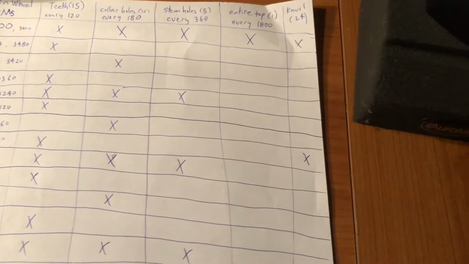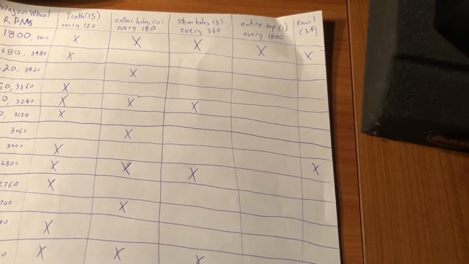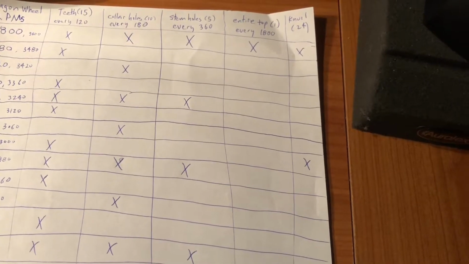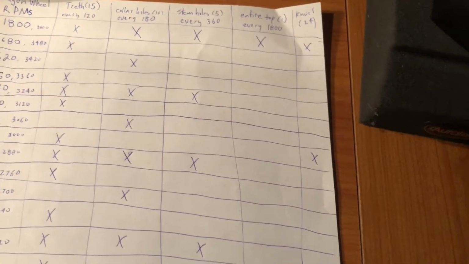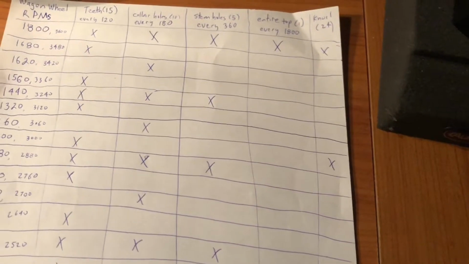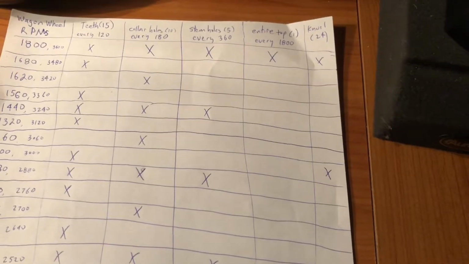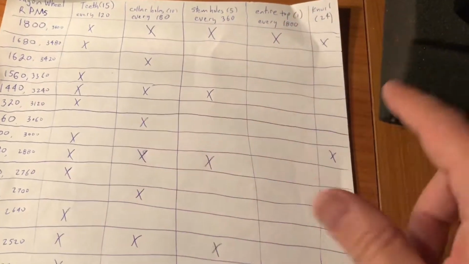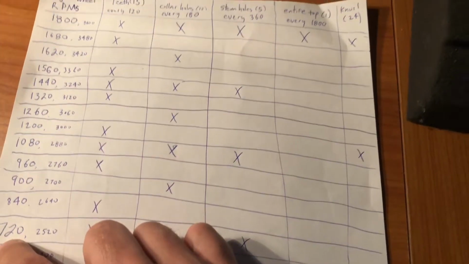And then for the knurl, there's 24 knurls, which means it would be 1800 divided by 24, which is 75. I didn't want to clutter this chart up with tons and tons of rows. So what I did was after I had everything else mapped out, I just said, okay, which of these numbers is also divisible by 75?